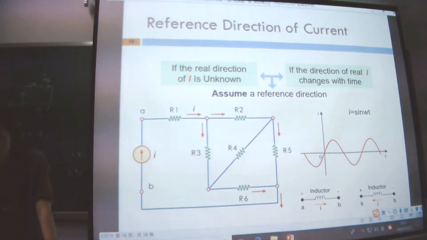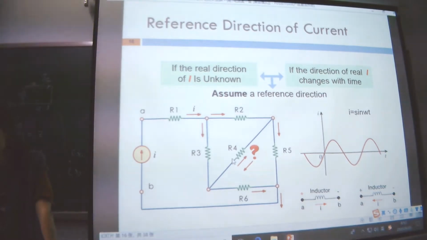This is a parallel circuit, so it might be this one, since it goes here and goes here, right? It might be this one as well, since here it has another current going here and here. So we don't know the real direction of current inside R4.